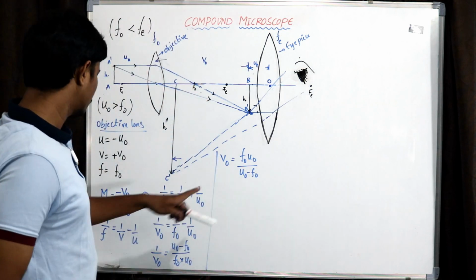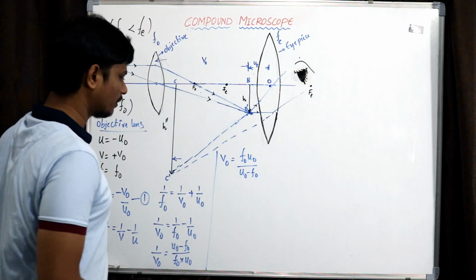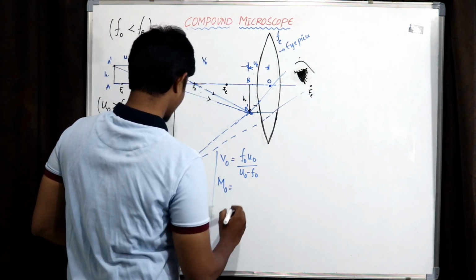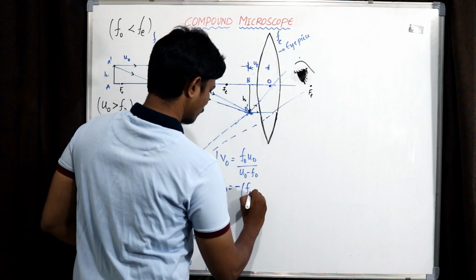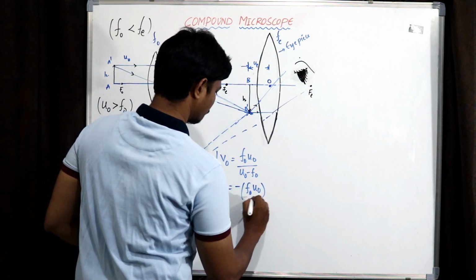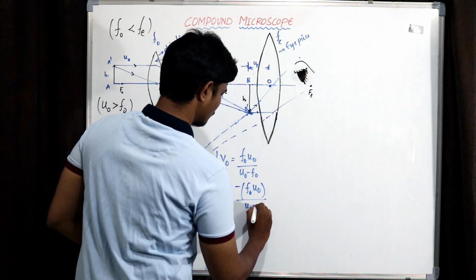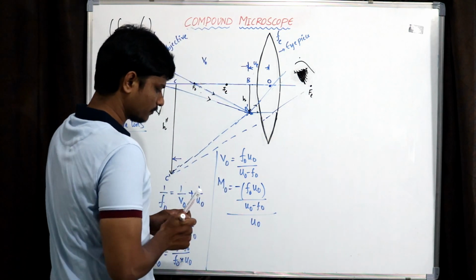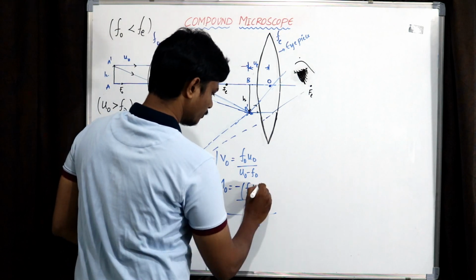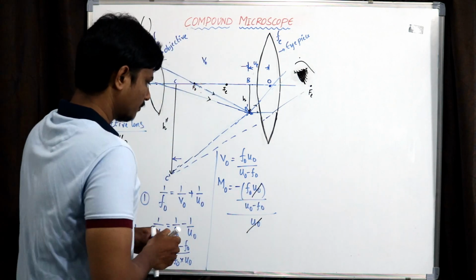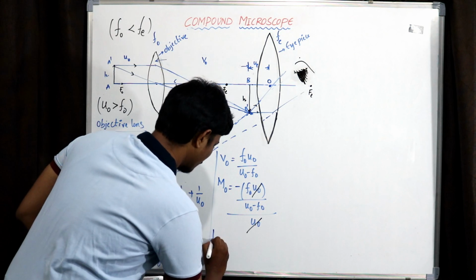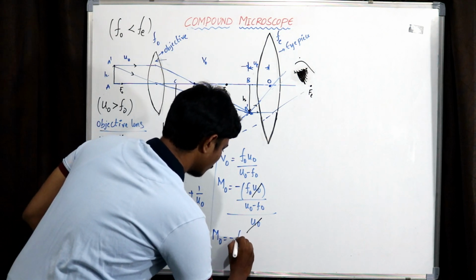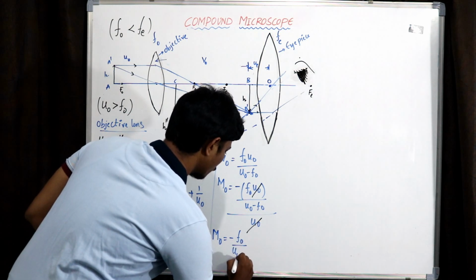Substitute the v naught value in the magnification formula. Then what will you get? The magnification produced by the objective lens is equal to minus of f naught u naught by u naught minus f naught, whole divided by u naught. If you simplify, u naught gets cancelled. Finally you will get the magnification produced by the objective lens is equal to minus of f naught by u naught minus f naught.